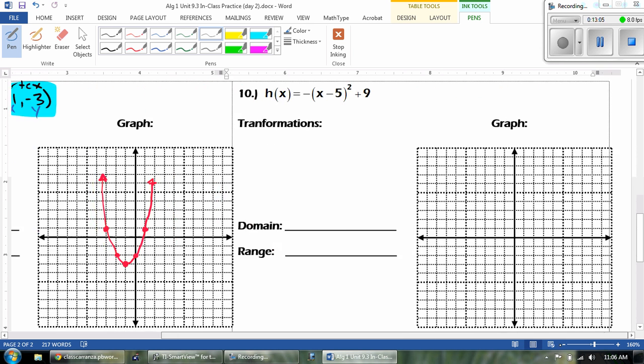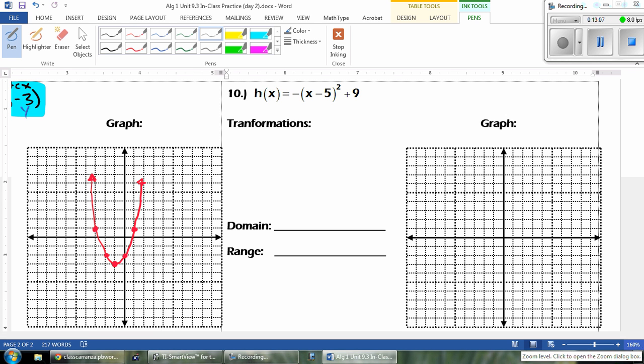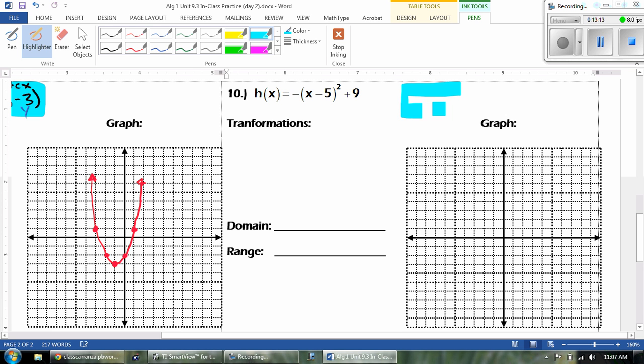All right. Let's do number 10. So the first thing that we need to find is the vertex. The vertex is the most important part. So our vertex, remember, we take the opposite of what's inside, so that's going to be a 5, and then the other number stays the same.